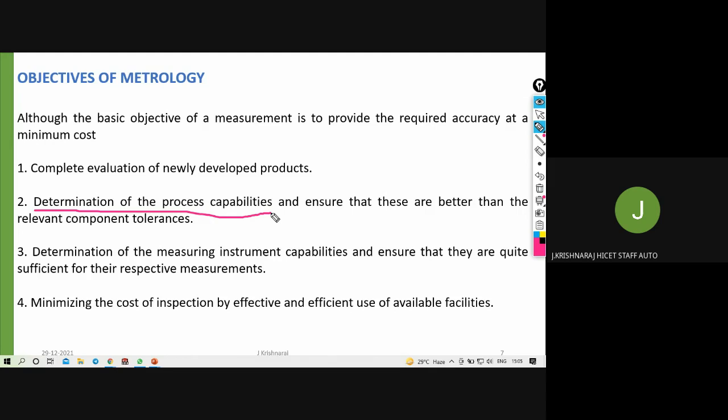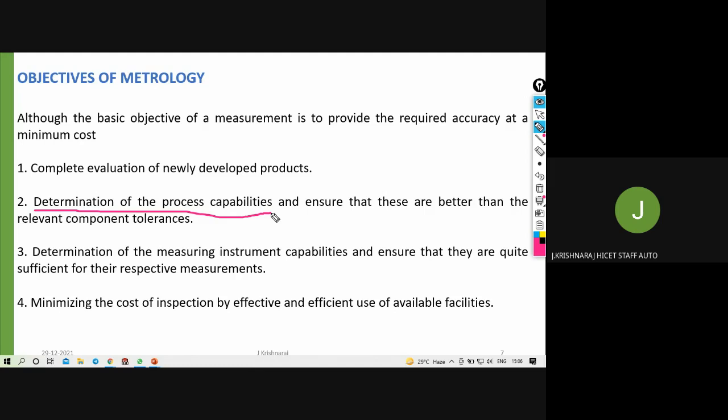Also, how many measurements can we take without errors, for example the life cycles. If you are newly buying a measuring gauge, it may be rated for 10,000 cycles. For those 10,000 measurements, it provides accurate, precise values; after that, it will show wrong data. The manufacturers provide the number of cycles, and that comes under measuring instrument capabilities. Then there is minimizing the cost of inspections.